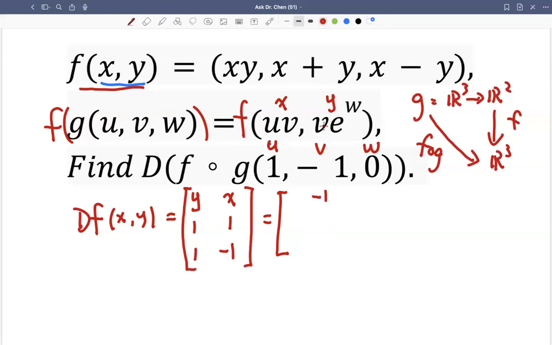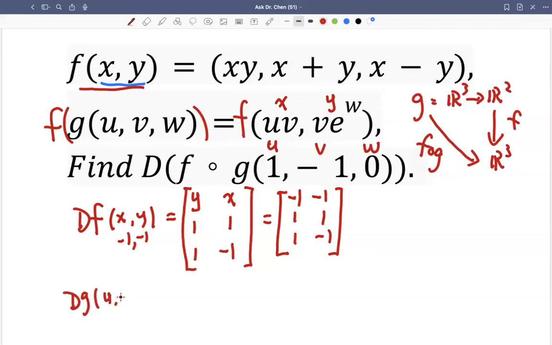y is v times e to the w. e to the 0 is 1. v is also negative 1. So this is also negative 1. So basically this is df. x is negative 1, y is negative 1. So we evaluate now. Let's do dg.